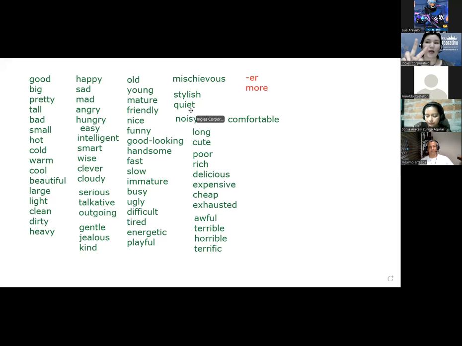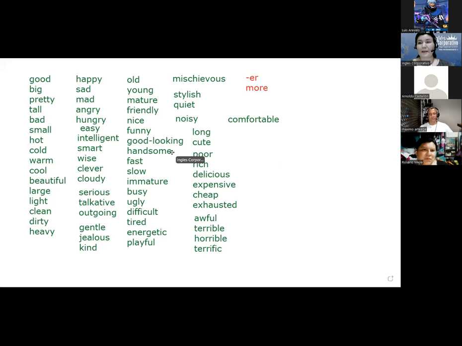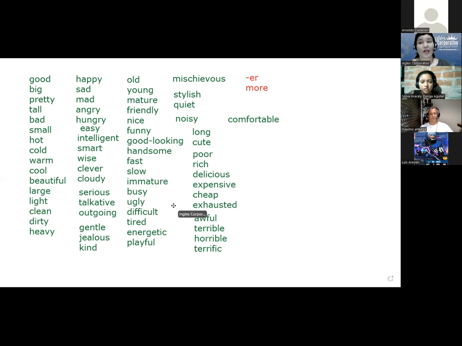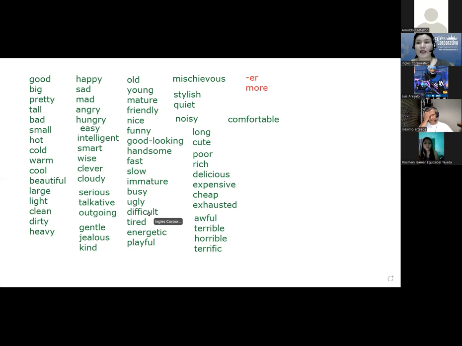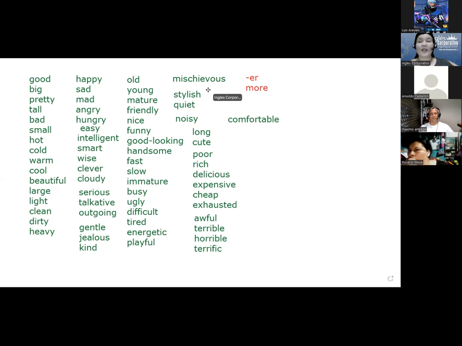Friendly. Friendlier or more friendly. You have the two options, and the most common is more friendly. Nice? Nicer. Funny? Funnier. Good looking? More good looking. Handsome? More handsome. Fast? Faster. Slow? Slower. Immature? More immature. Busy? Busier. Ugly. Difficult? More difficult. Tired? More tired. Energetic? More energetic. Playful? More playful. Stylish? More stylish, because mischievous, I use it in a sentence. Quiet.